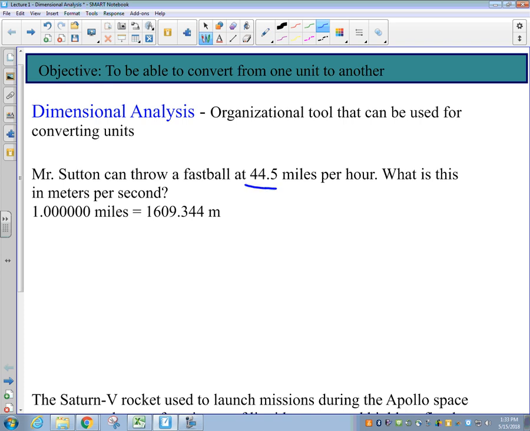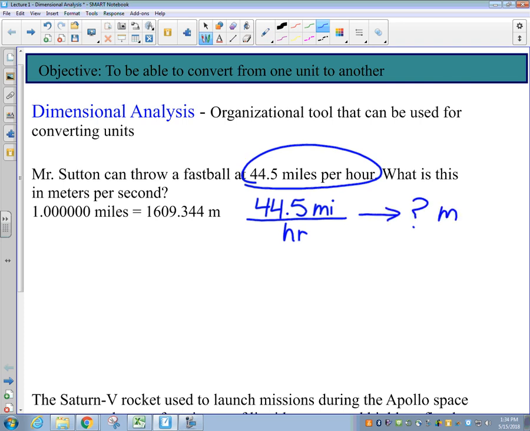So our given piece of information is the 44.5 miles, and the per tells us that hours go in the denominator. We want to know ultimately what this value is in units of meters per second. So we're actually going to have to go through two unit conversions, one going from miles to meters, so approaching the distance, and the other converting time from units of hours to units of seconds.